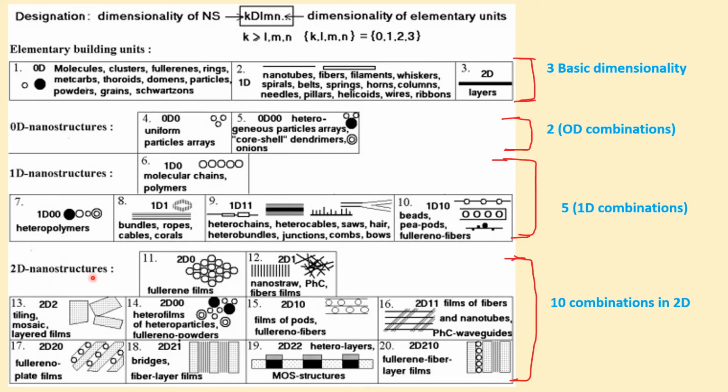And 2 dimension nanostructures can be made from only 0 dimension material, like Fullerene particles can be used to make the layers. So 2 dimension structures means some layers or some films. So we can have some combination from 0 dimension or 1 dimension material and even 2 dimension material. So all these combinations will give us 10 combinations for 2 dimension structures made from the basic units.